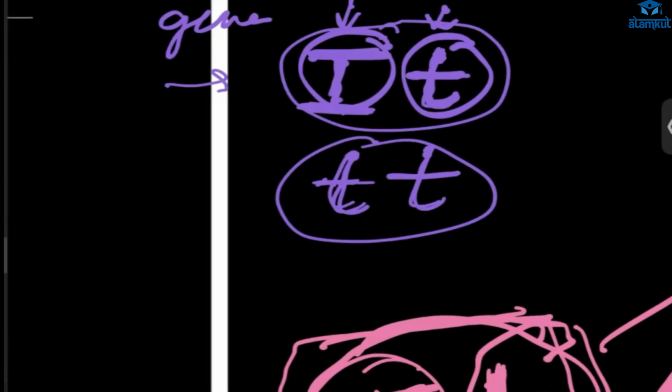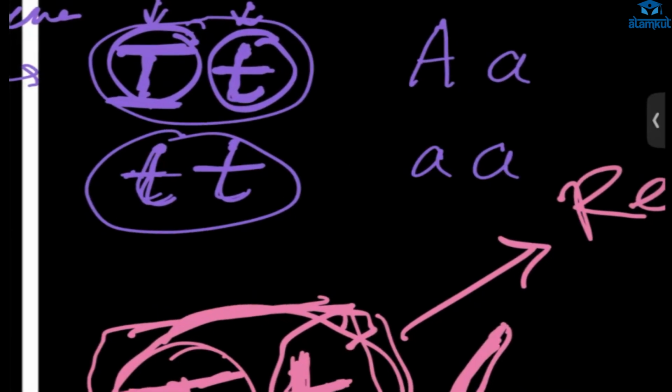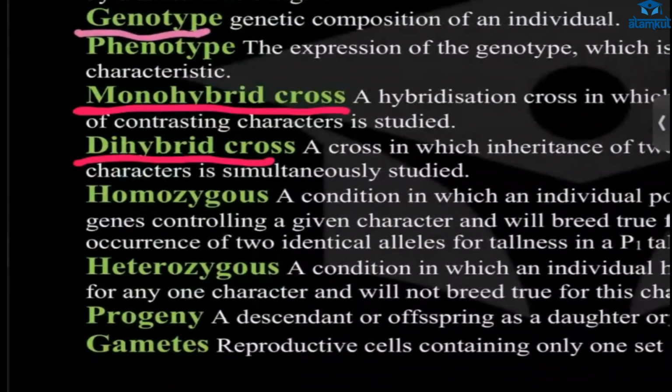Got it? Ma'am, can it be any letter or is it only T? Yeah, it could be any letter. Okay, your wish, you can write. Okay, ma'am. Now, genotype and phenotype.